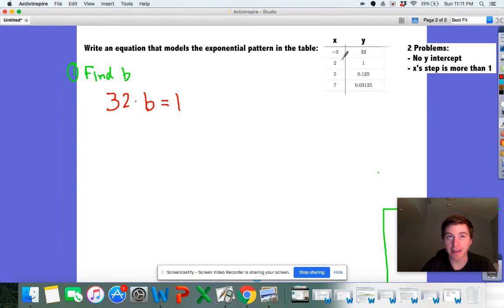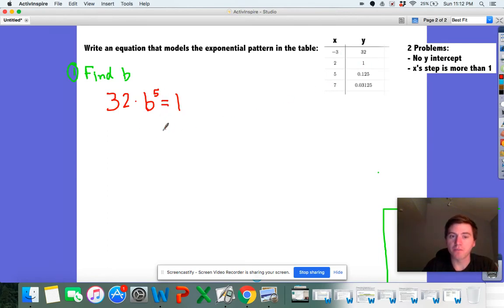Let's see, if I'm at -3, -2, -1, 0, 1, 2, I multiplied 5 times, right? So how do I say I multiply by this 5 times? That's an exponent. So this is saying if I start with 32 and multiply by b 5 times, I should be at 1. That's what the table says, right? If I was at -3 and then I was 32, now I'm at 2 and I got to 1, I must have multiplied 5 times to get from 32 to 1. That's all that's saying.